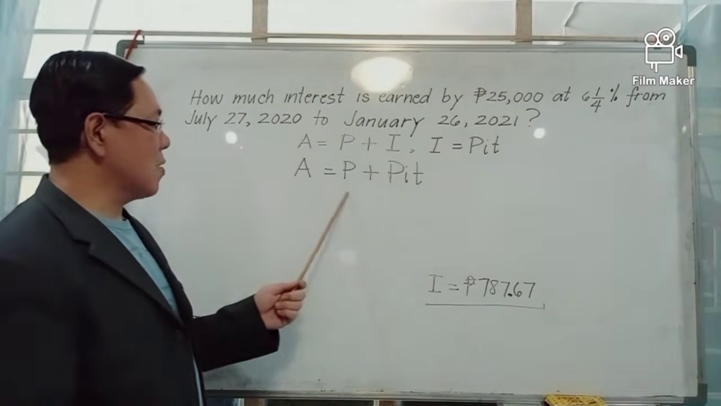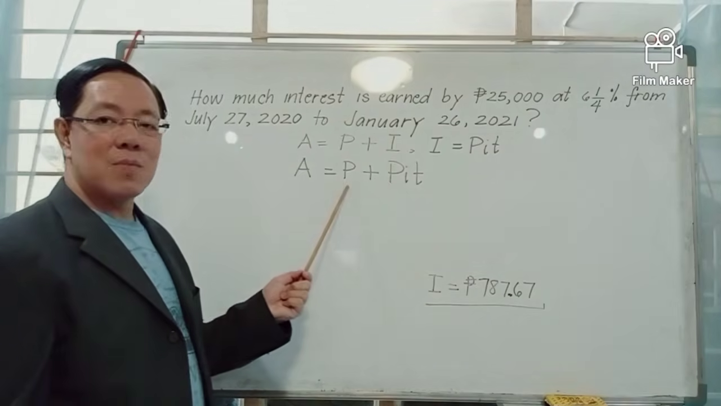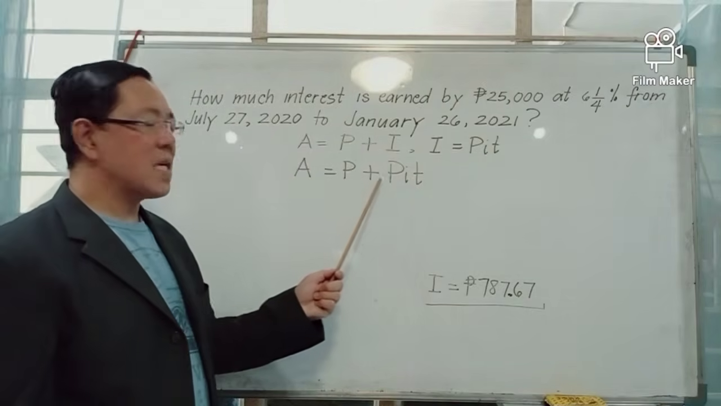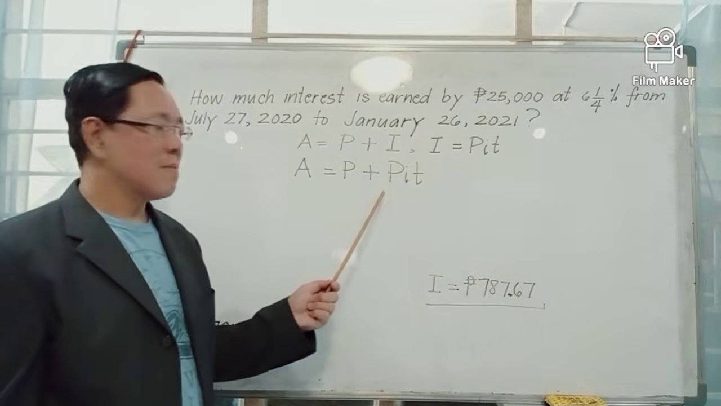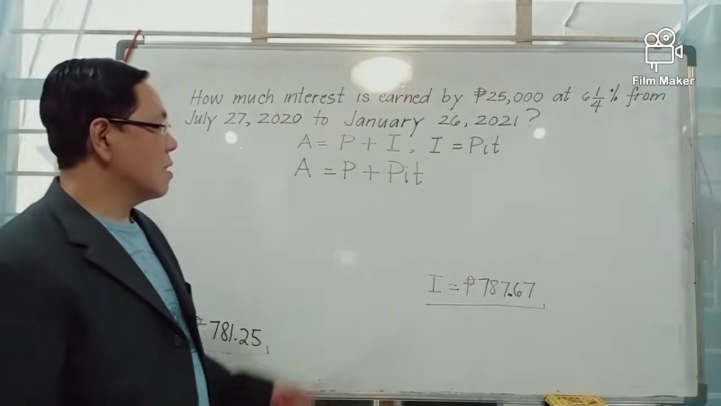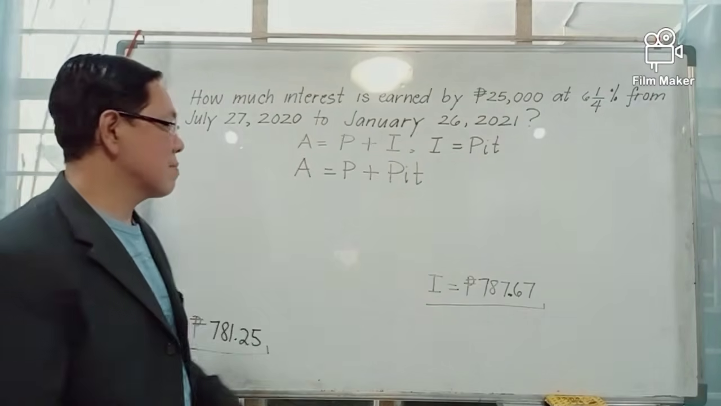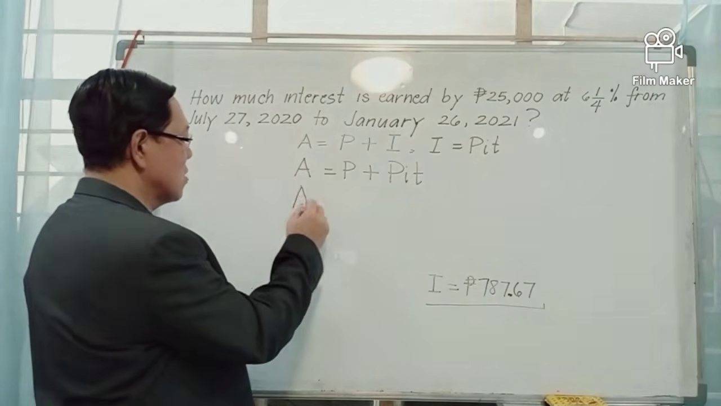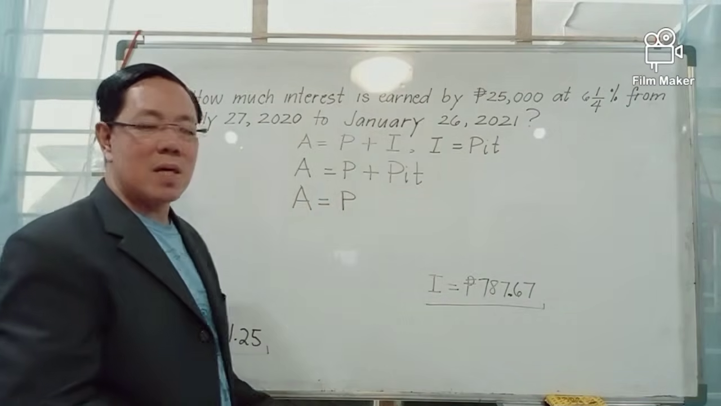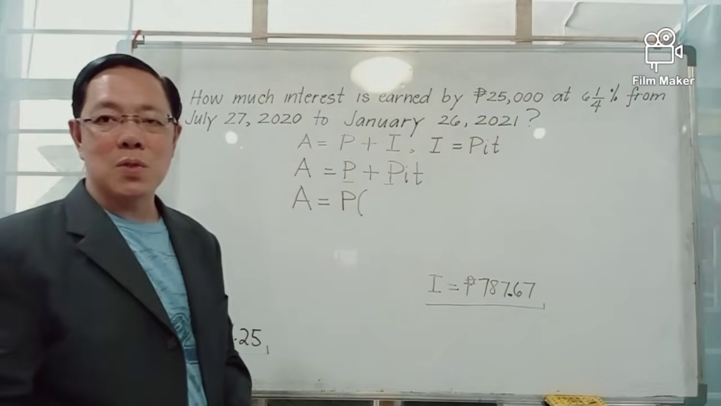By inspection of the right-hand side of this equation, the first term is P, the second term is PIT. You can see that P is a common factor. And from algebra, we can factor out P if P is a common factor from each of these terms. Accumulated value now equals P. Factor out P because P is common in both terms.